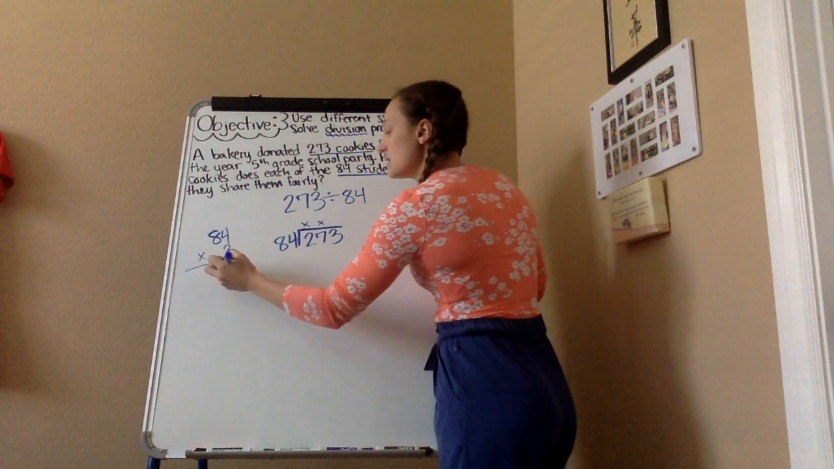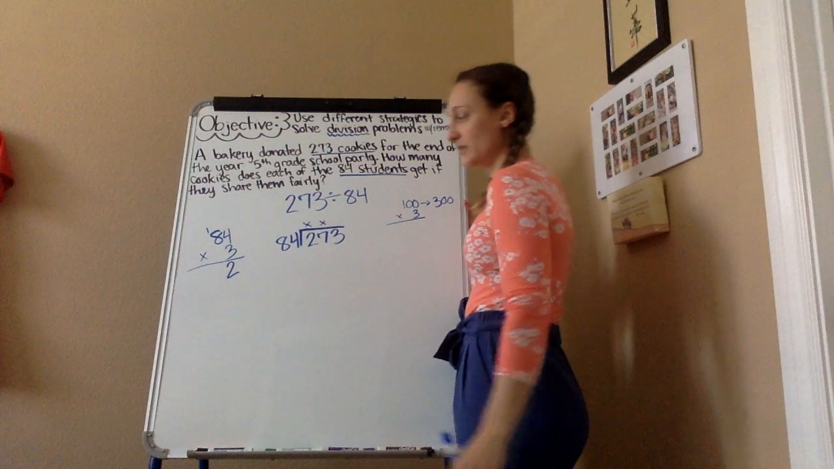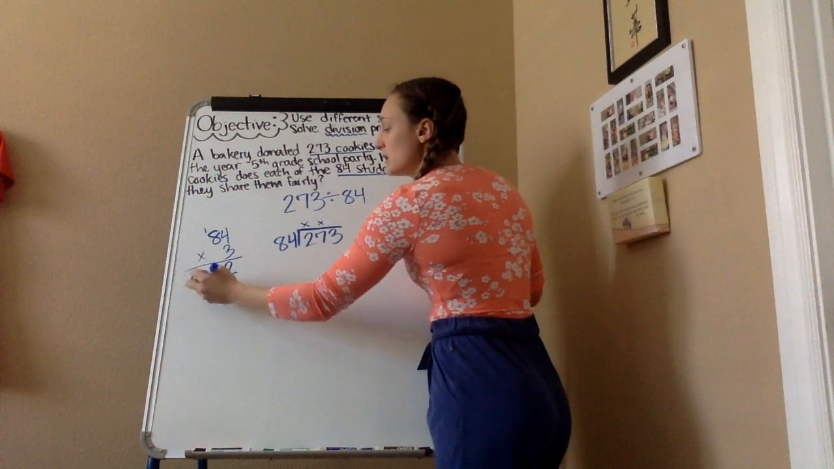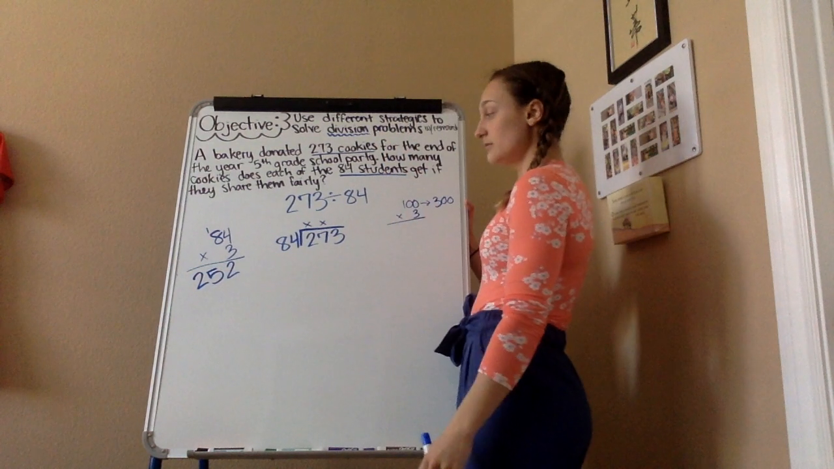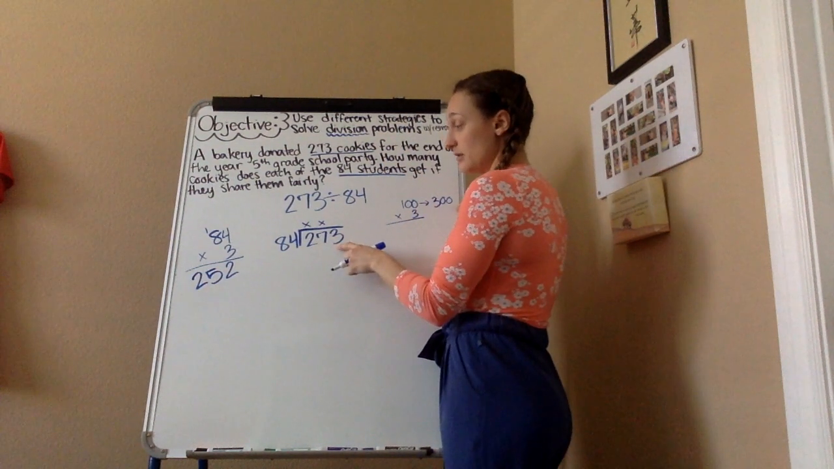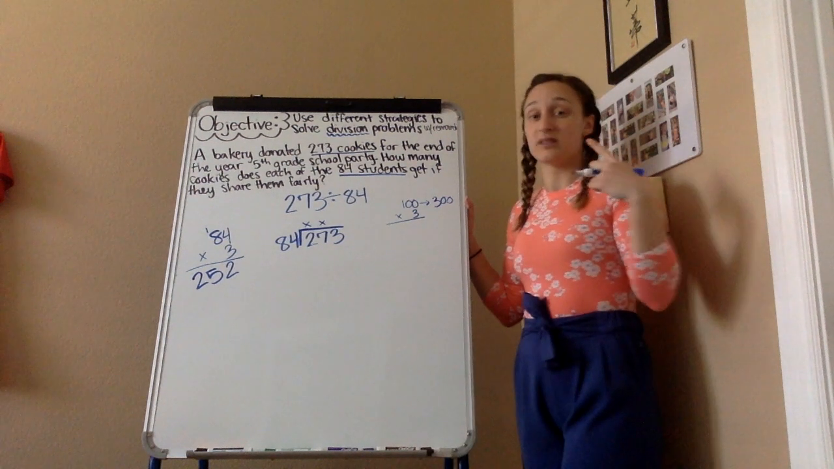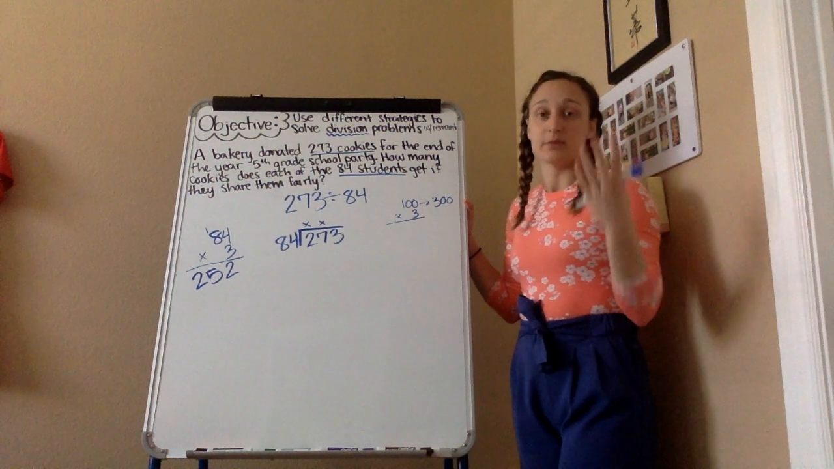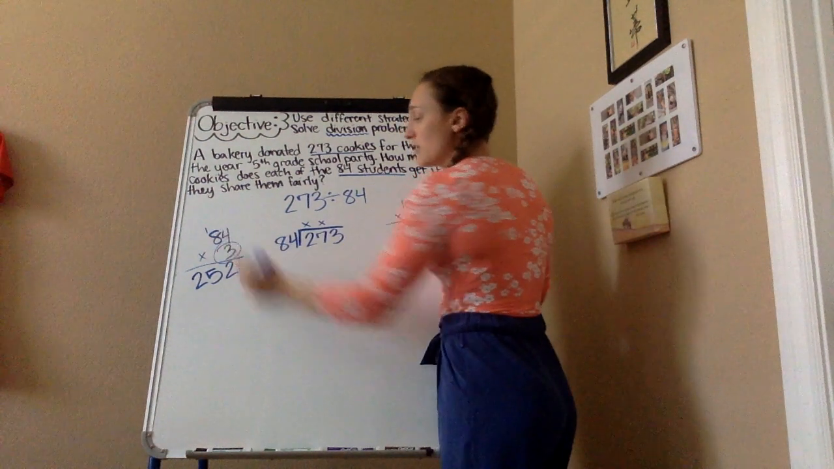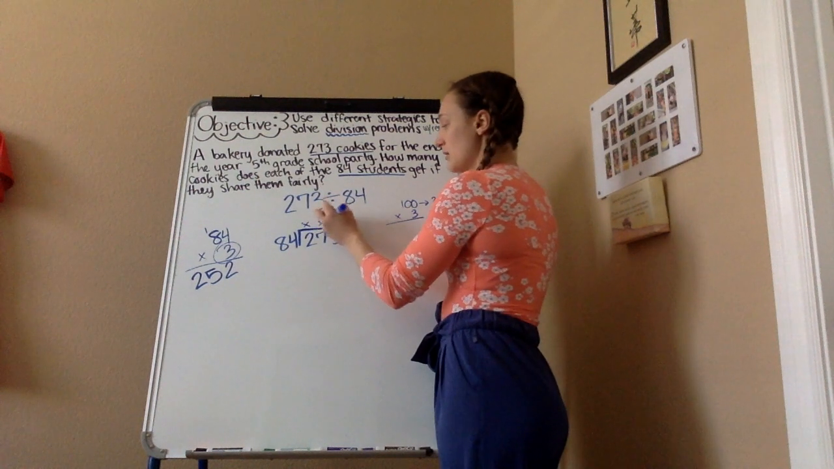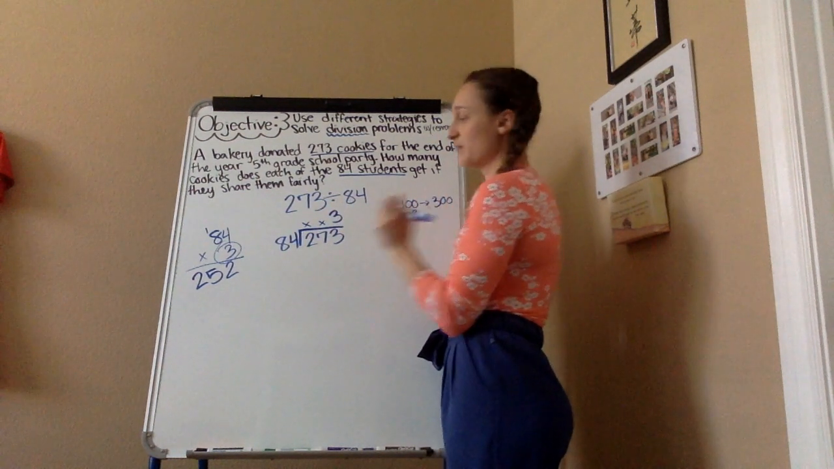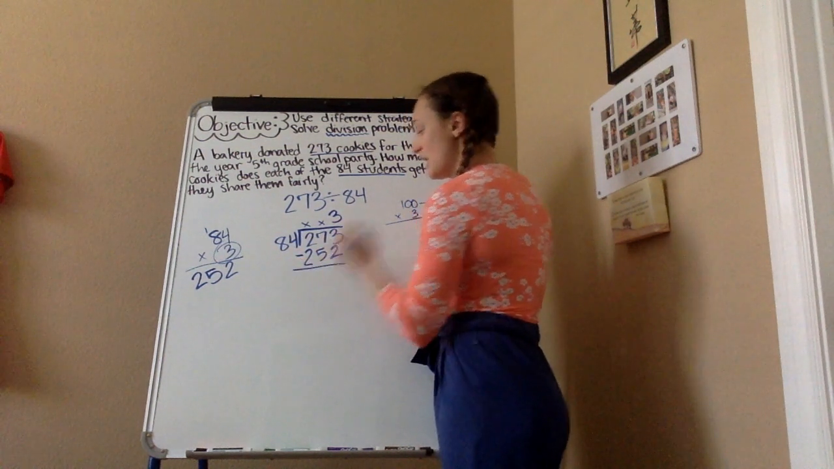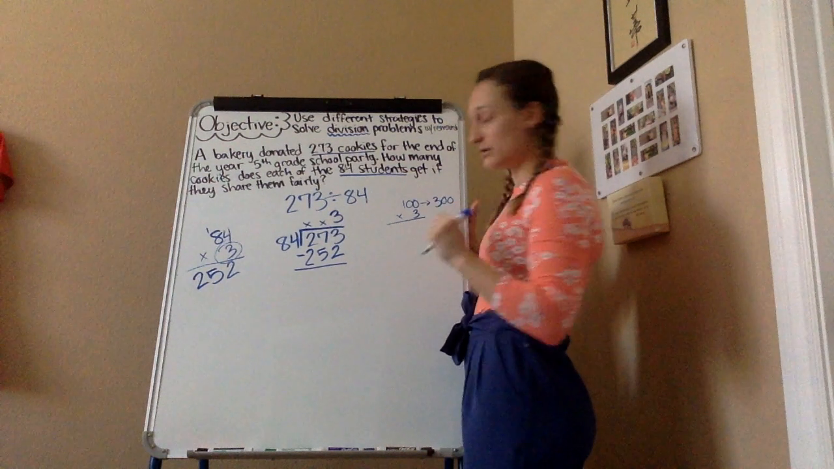3 times 4 is 12. Carry the 1. 3 times 8 is 24, plus 1 is 25. That got me very close. And in my head, I know 84 is too big of a number for me to add it again, so it won't be 84 times 4. So I'm going to take the 3 and put it up here. So I did 84 times 3 equals 252. And then I'm going to subtract to get my remainder.